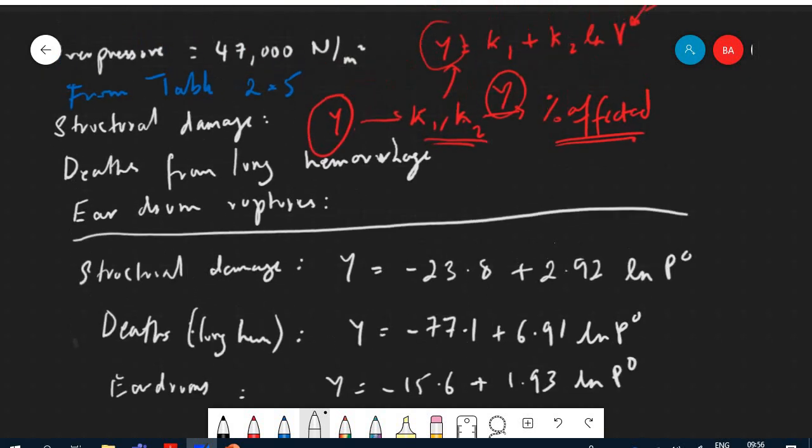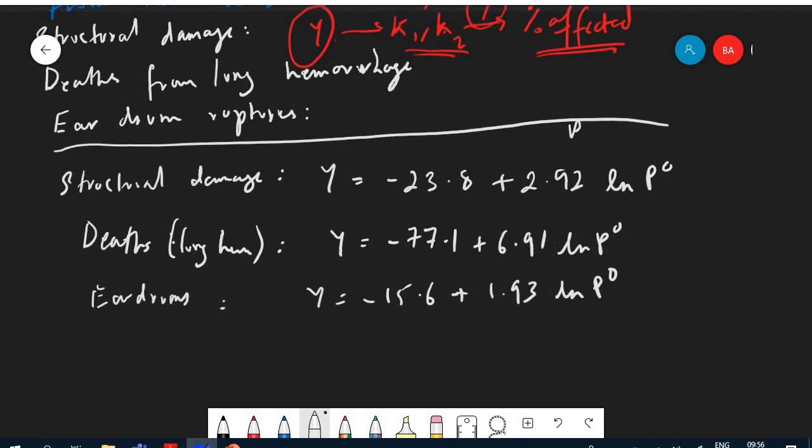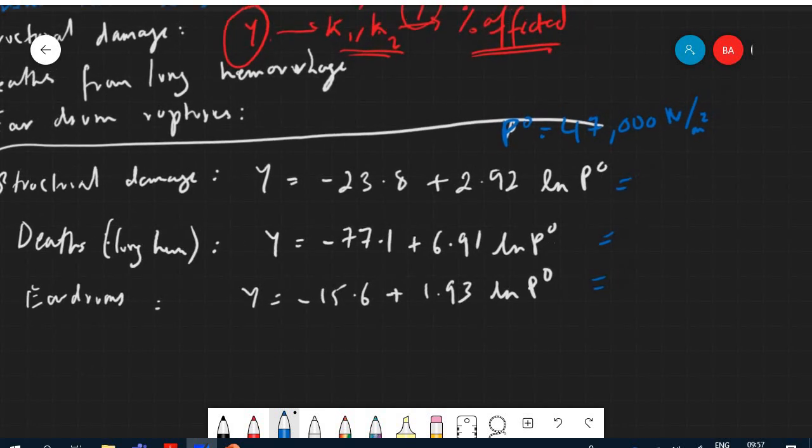So what was the overpressure that we had? If you just go up, it was 47,000 Newton per meter square. So the P naught was 47,000 Newton per meter square. By substituting this P naught, I'm going to get the values of Y, the probit. The first value of Y is 7.61, and the second value is minus 2.76, and this means that no one is going to die, because it's less than 0.